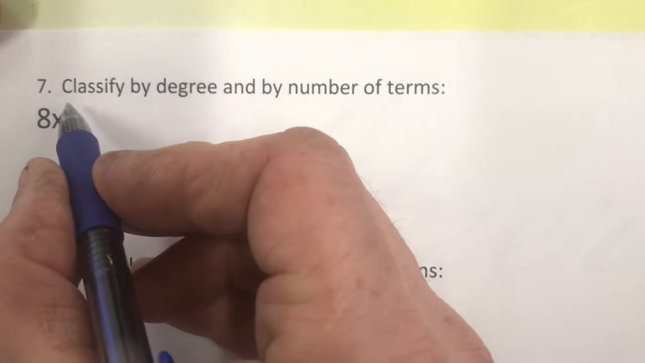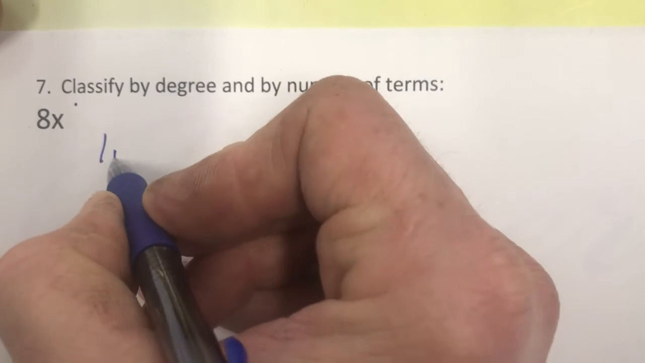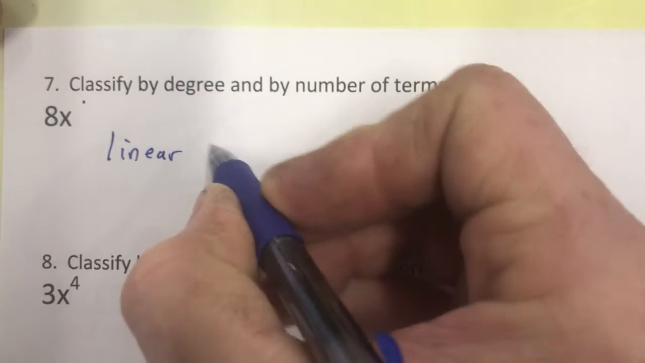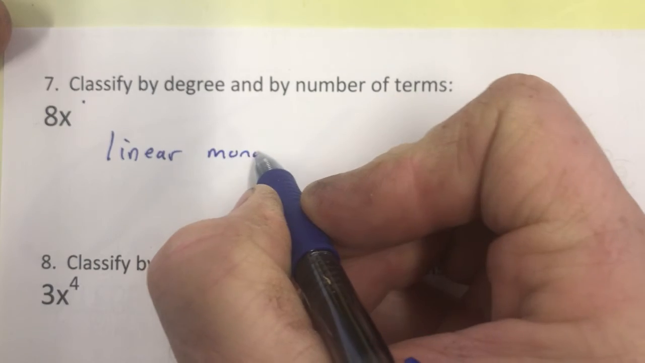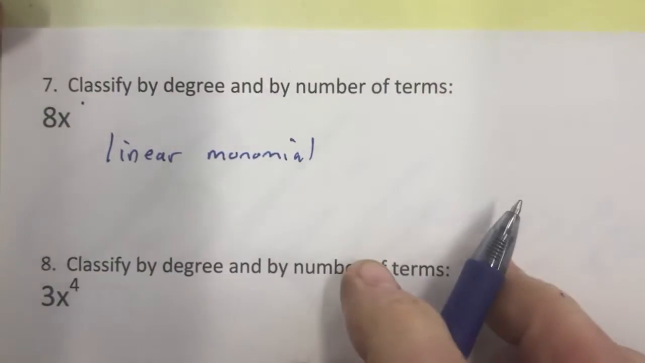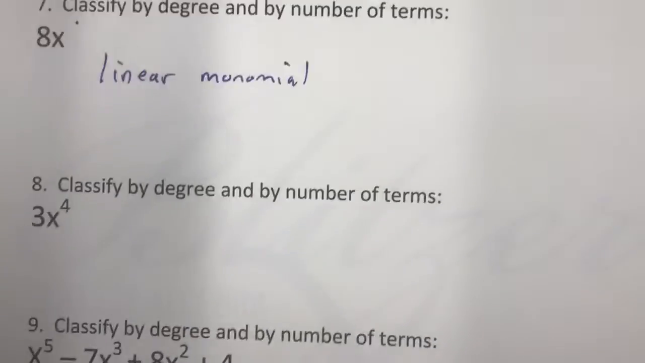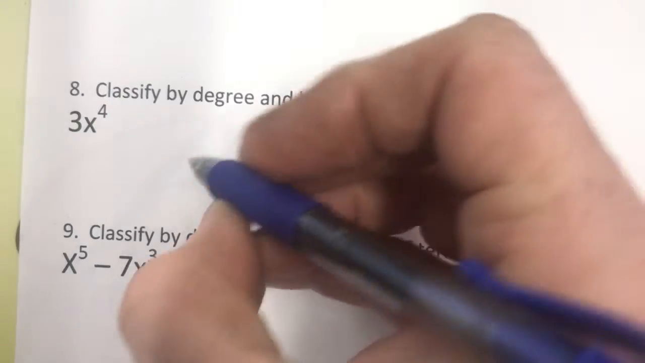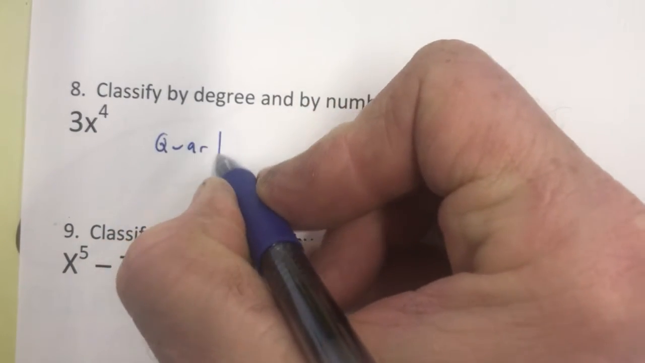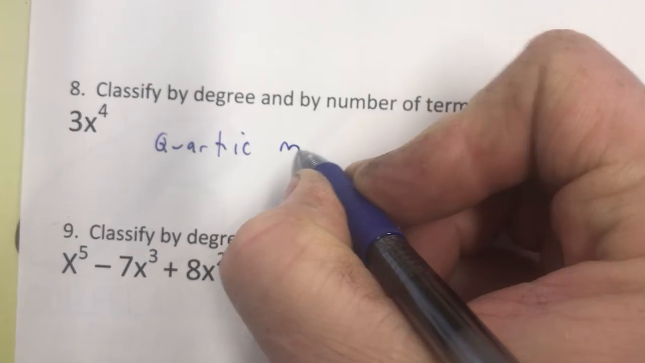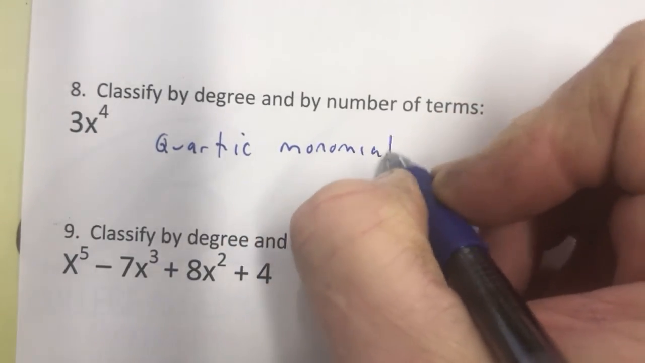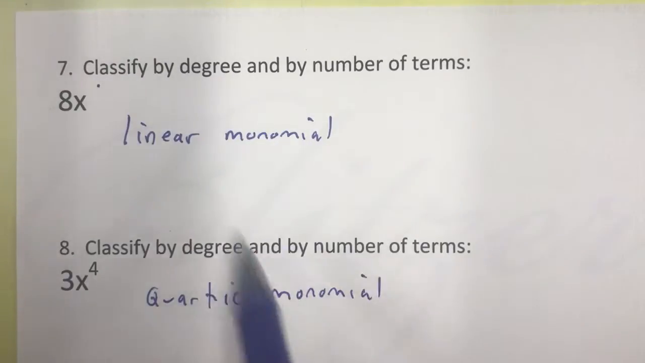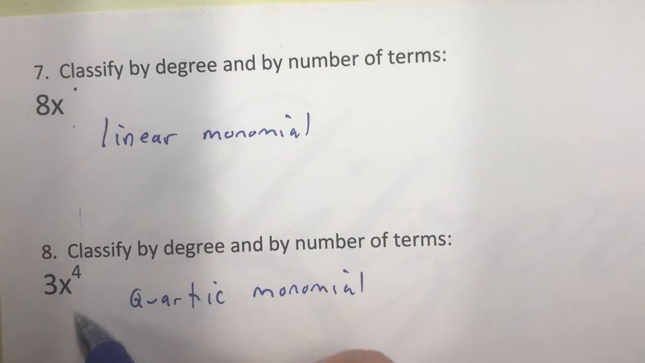All right, this is to the 1 power, so that's a linear, and it's a monomial. 1 term. Here's another monomial. It's to the 4th power, so that's a quartic monomial. So we see here back to back 2 monomials, but this is linear and that's quartic.